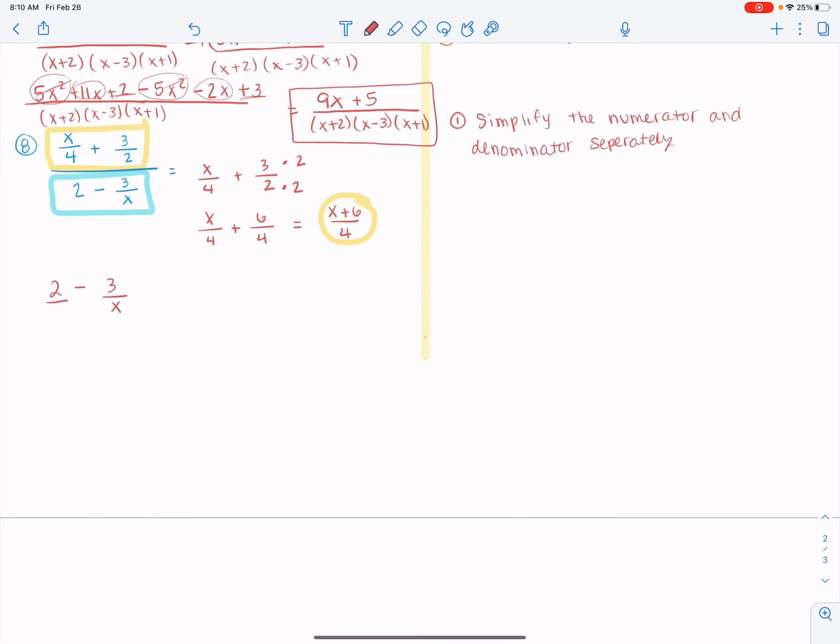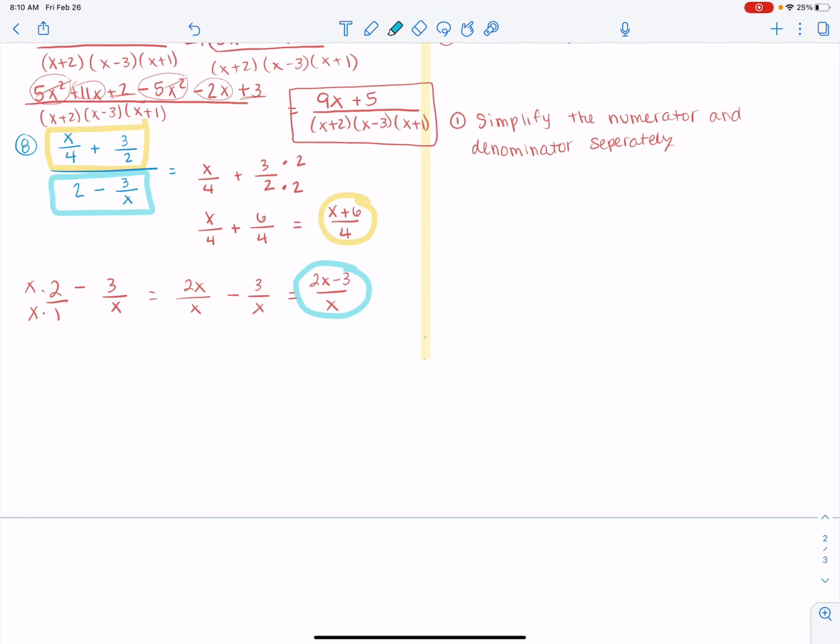Okay, now if we take the denominator, 2 minus 3 over x. Right now I have 2 over 1. If I multiply that by x, then I'd have 2x, and that would be the same. So I'm going to do the same up top. So I have 2x over x minus 3 over x. Keep the x, and you have 2x minus 3. That's the denominator.